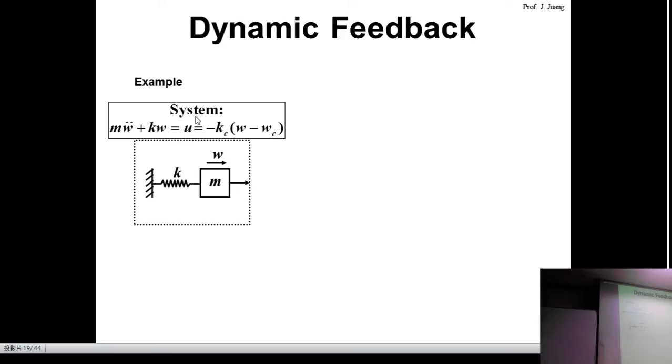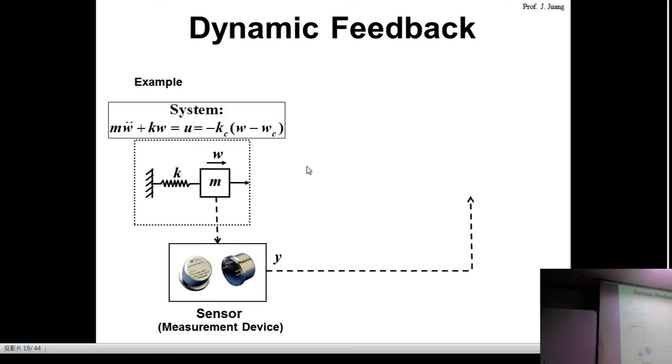If this is a system, then we have the Kc here. We have a Wc here. But this is Kc and Wc. I will explain to you what we mean by Kc and Wc. All right. Assume we have a sensor. And this is a measurement device.